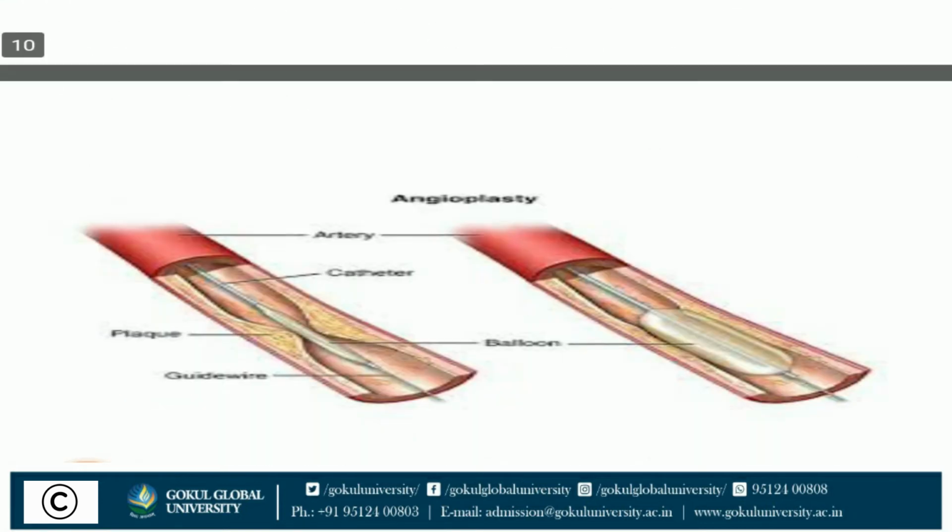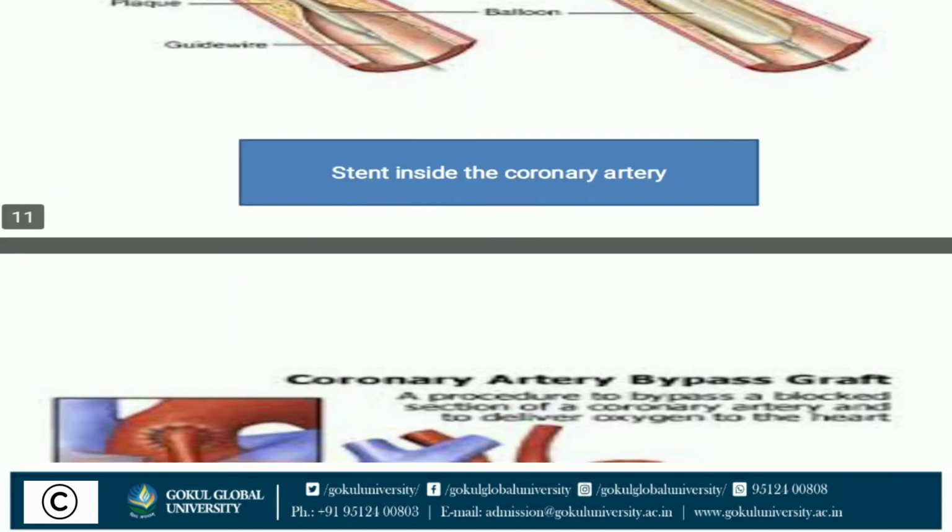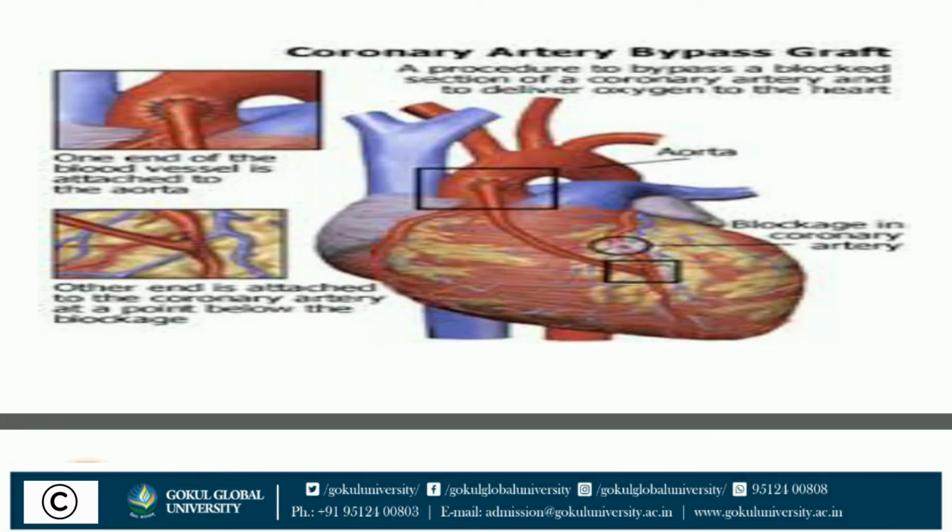First, a stent inside the coronary artery. In the first diagram you can see plaque, guide wire, balloon, angioplasty, this procedure. And in this diagram, coronary artery bypass graft, a procedure to bypass a blocked section of the coronary artery and to deliver oxygen to the heart. This precaution should be taken.